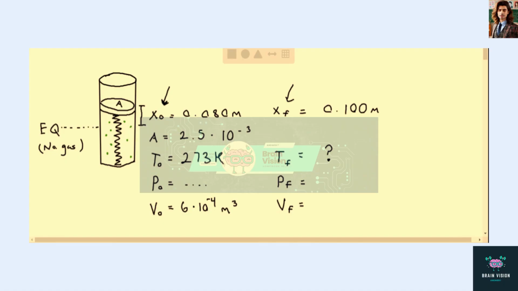So I've written out all our knowns and unknowns here. We know the initial temperature, volume, and the cross-sectional area of our piston. But other than that, we're kind of in the dark. So let's see what we can do.